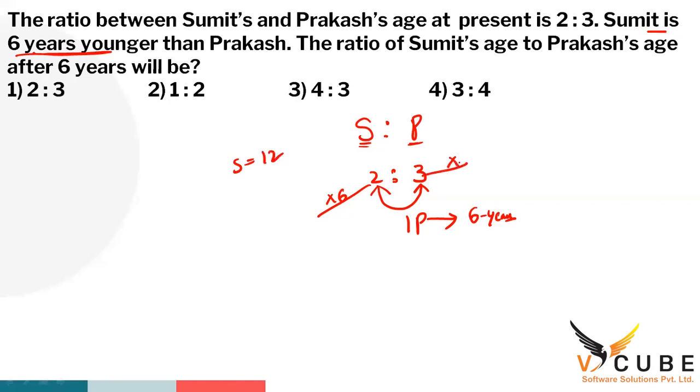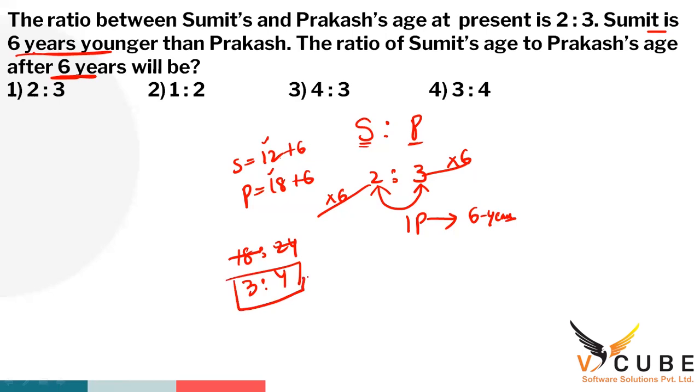Find out the Prakash age. Prakash is how many parts? 3 parts. 1 part is how much? 6 years. So then 3 sixes are 18 years. Okay, right? So now Sumit age is 12 years, Prakash age is 18 years. We have to find out the age ratio after 6 years. After means plus. 12 plus 6, 18. 18 plus 6, 24. So 6 threes are 18 and 6 fours are 24. After 6 years, age ratio is 3:4. That's why option 4 is the right answer.